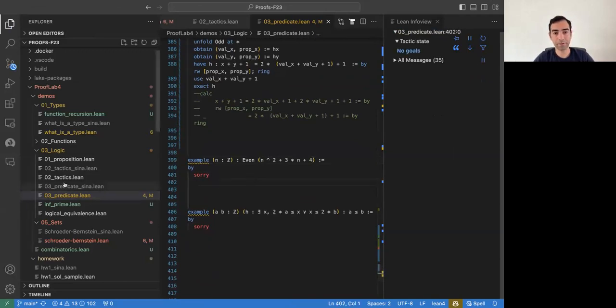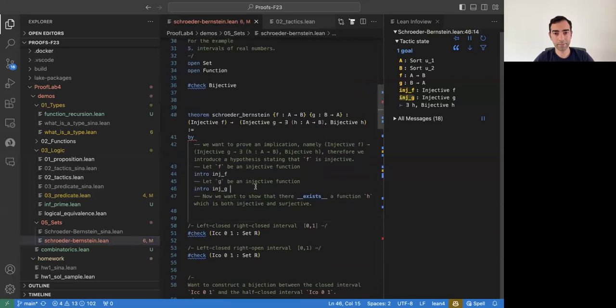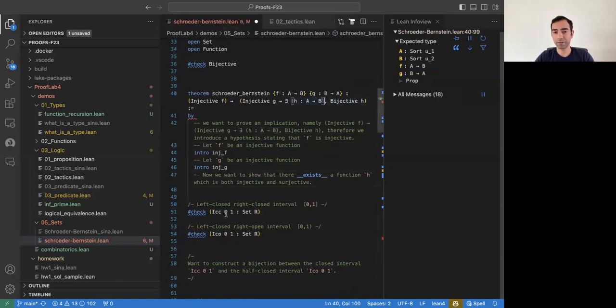But let me go back to the file. So I think we were at the Schroeder-Bernstein file, and here the goal was an existential statement, right? And we thought, okay, we never actually proved any existential statement before this, so let's go back and see how it works. Now you have to prove there exists a function h that goes from a to b, and it's bijective. And because your goal is existential, now is the place to provide such an h.